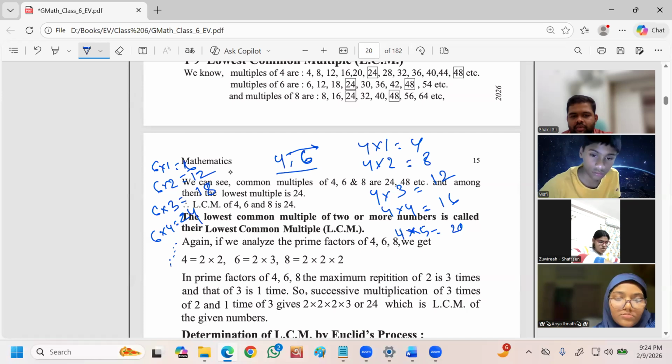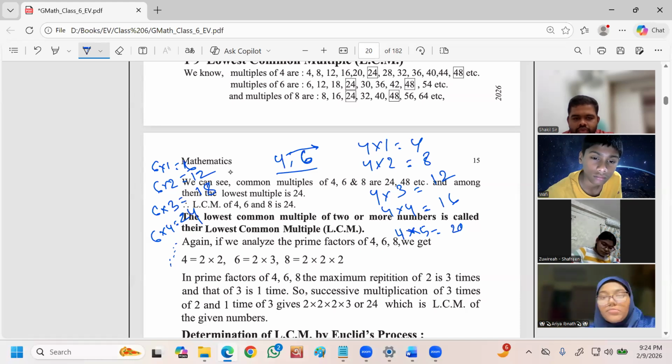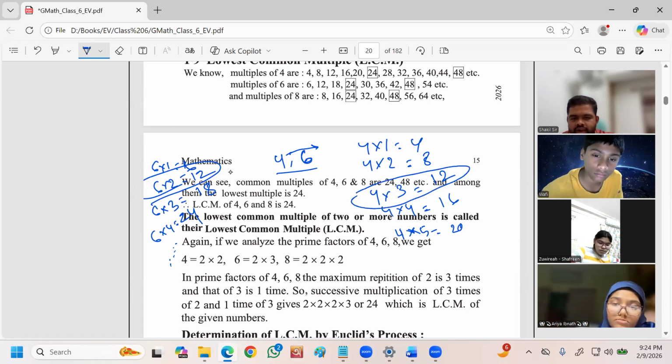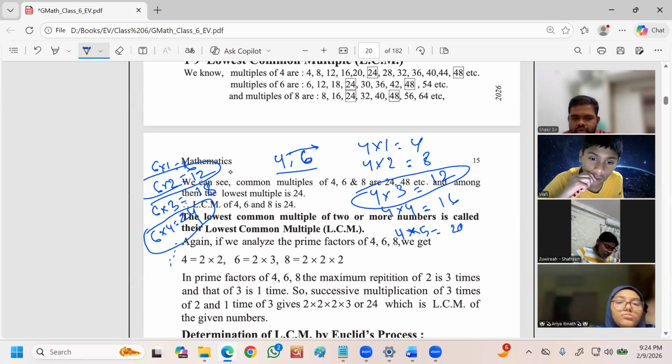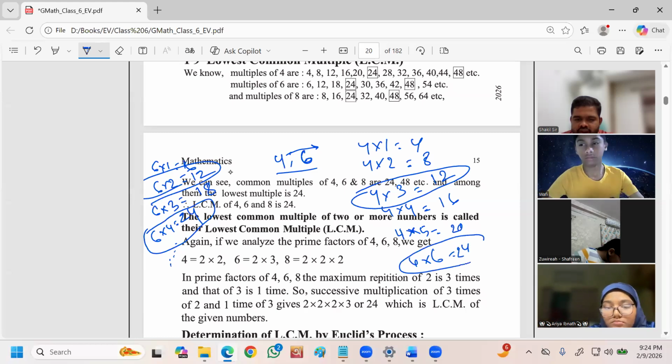Now, let's see which is the common one. As you can see, 6 times 2 equals 12, right? Also, 4 times 3 equals 12. So this is a common number, right? Again, 6 times 4 equals 24. Also, 4 times 6 equals 24. So this is another common number, right?